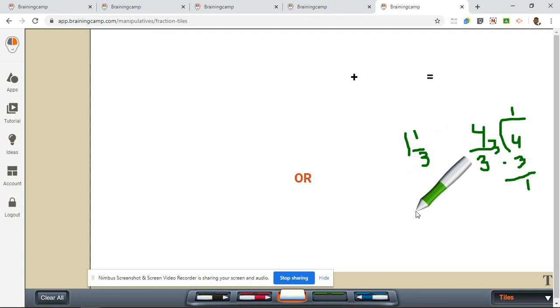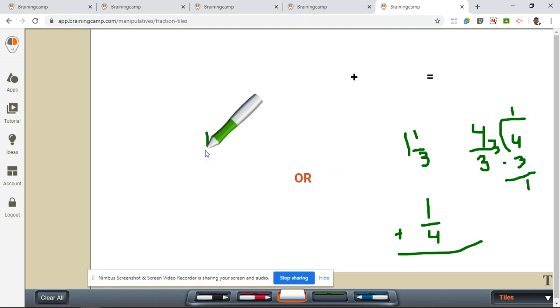And then what we had before that was 1/4. Remember, it was 4/3 plus 1/4. So what I did was I changed my improper fraction to be proper. Now you can go ahead and find a common denominator, which would be 12, and you would change that. So I'm going to just change it over here. So 1 and 1/3 plus 1/4.